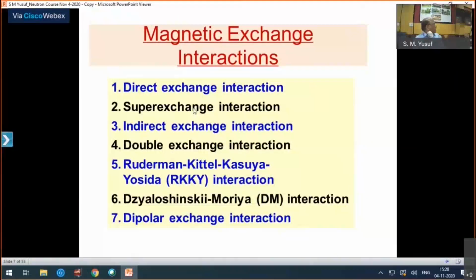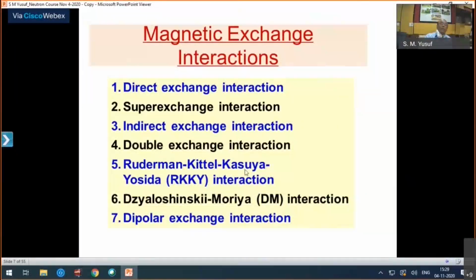There are other kinds of exchange interactions possible, for example, superexchange, indirect exchange, double exchange, anisotropic exchange, and the Dzyaloshinskii-Moriya interaction. I must tell you that only number 7 is the classical one. All of these, 1 to 6, are quantum mechanical in origin. Superexchange, for example, takes place when you have two magnetic atoms with an intervening oxygen or the like. Okay.